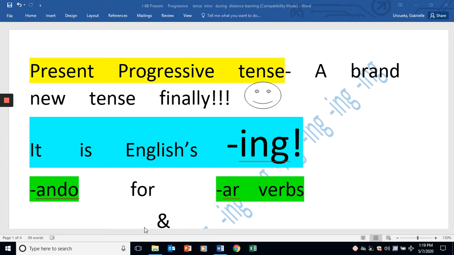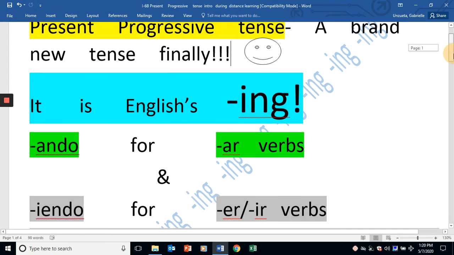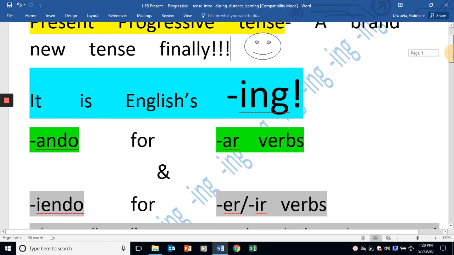It's called the present progressive tense. A new tense has arrived finally. Yeehaw! It is English's ing. Don't you know it? It's English's ing. All right, so just ignore my son as he's making fun of me in the background.